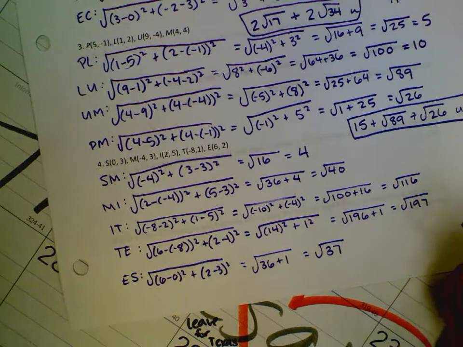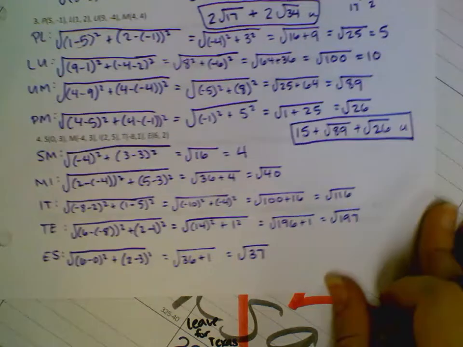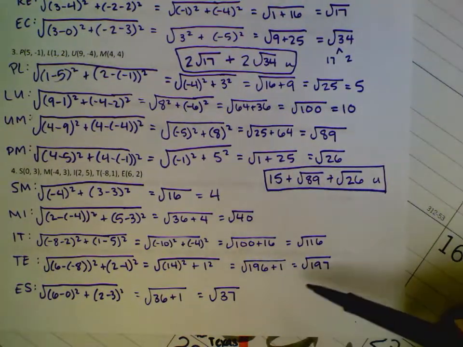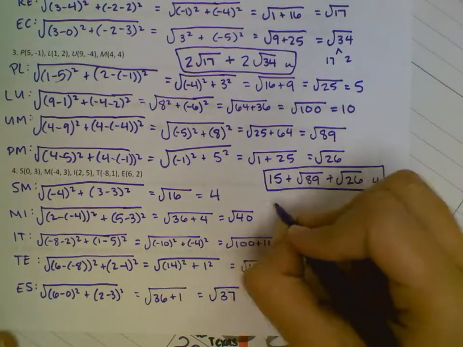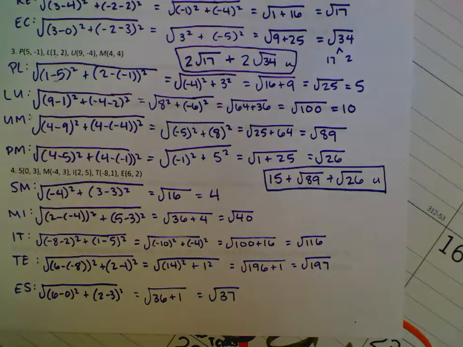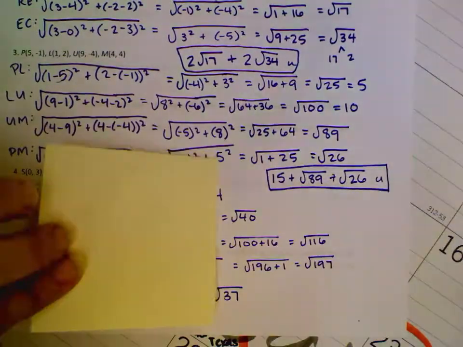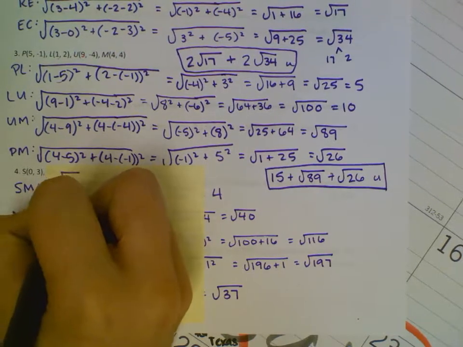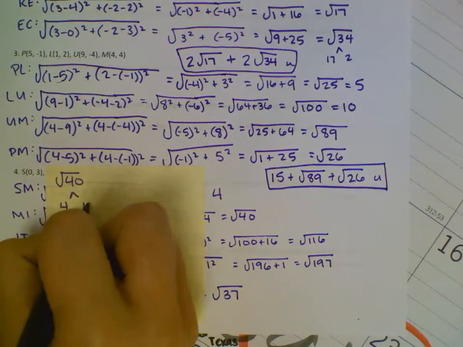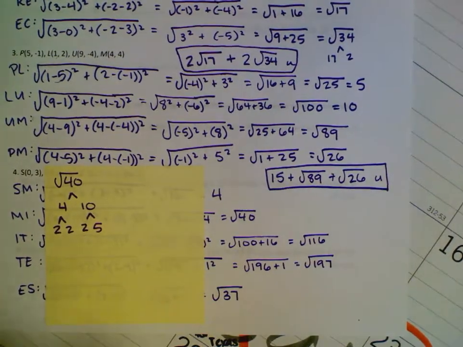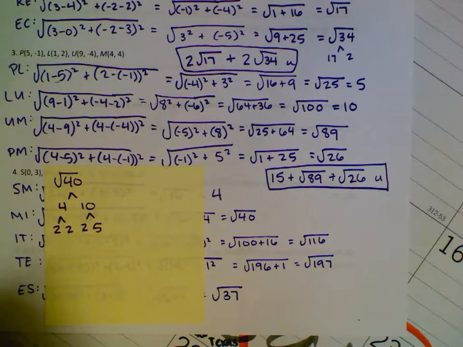So then from there, I'm going to need to break down all of my radicals. So I will do that on a sticky, so it doesn't get too covered in numbers. So I've got the square root of 40. 40 is 4 times 10. 4 is 2 times 2. 10 is 2 times 5. So I'm just breaking it down into the factors.